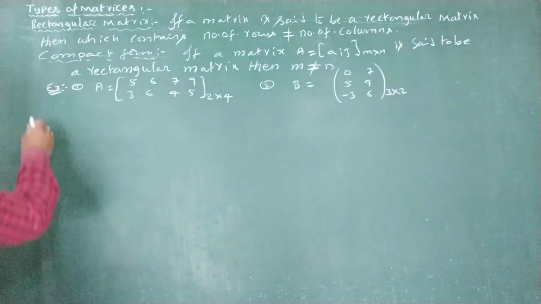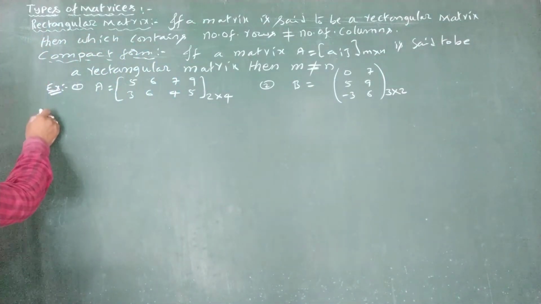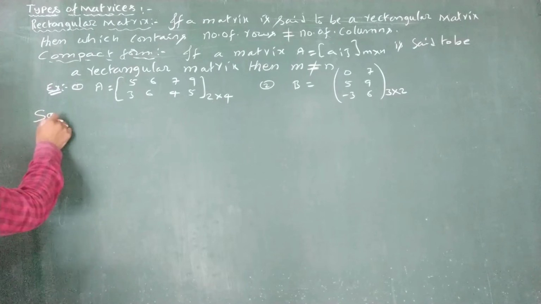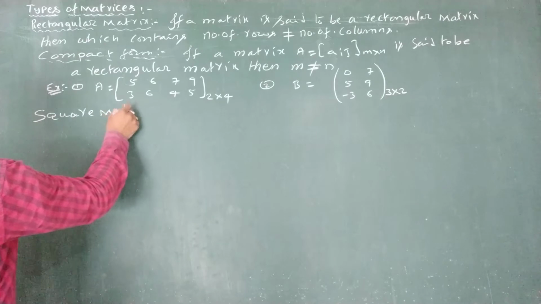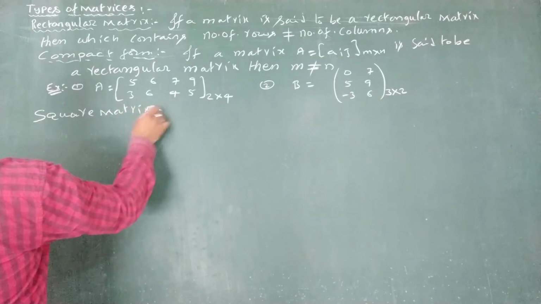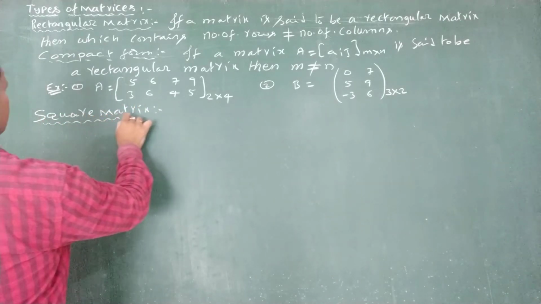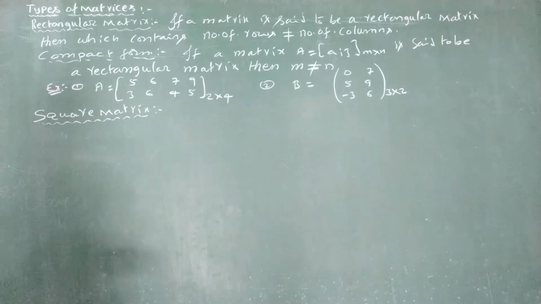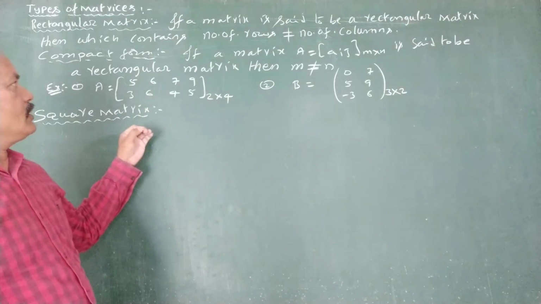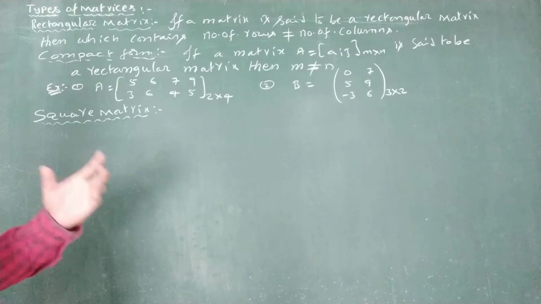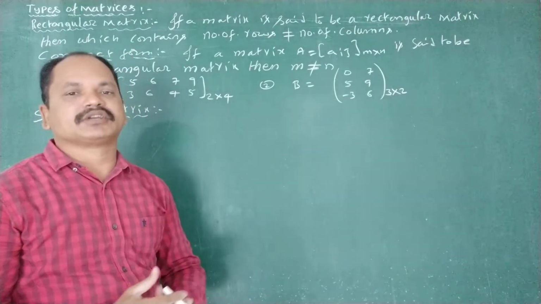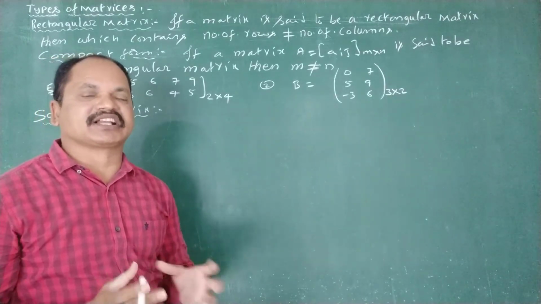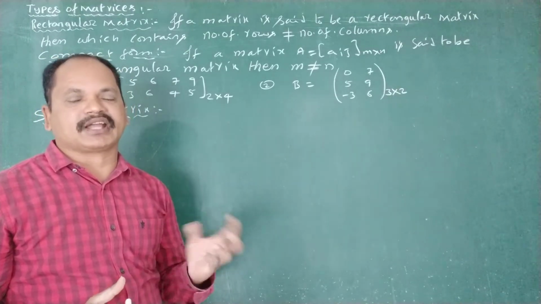Now we are going to the square matrix, another type of matrix. If a matrix is said to be a square matrix, then the number of rows is equal to the number of columns. That means it contains the same number of rows and columns.